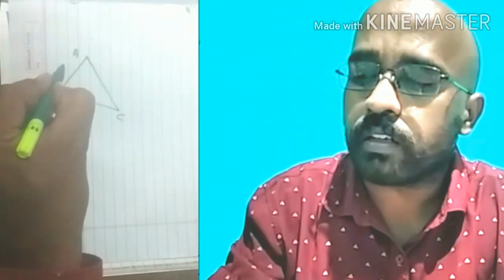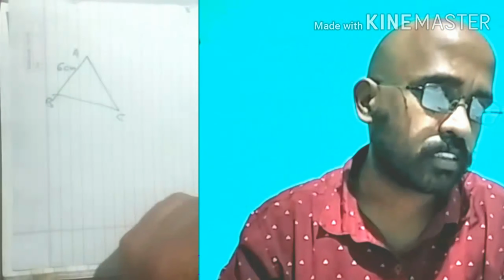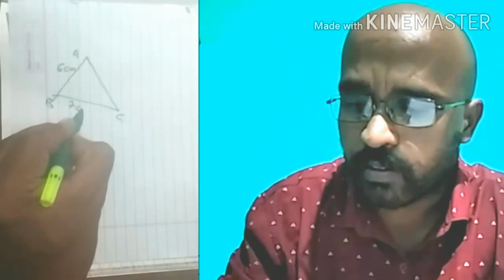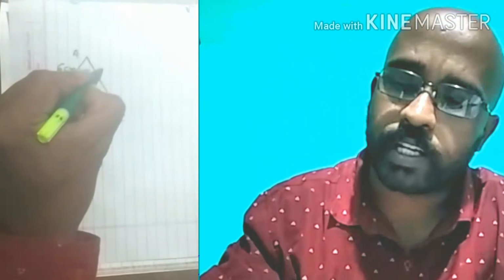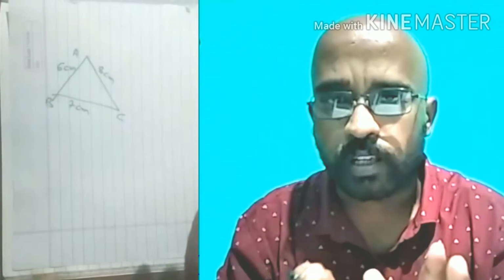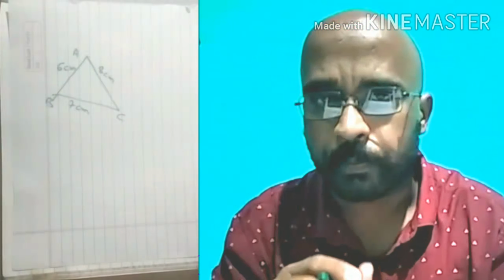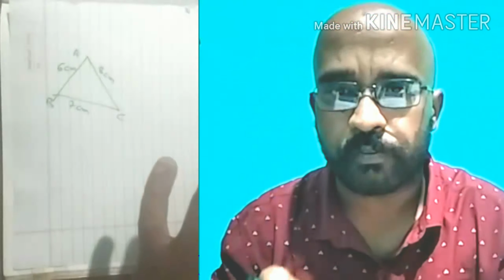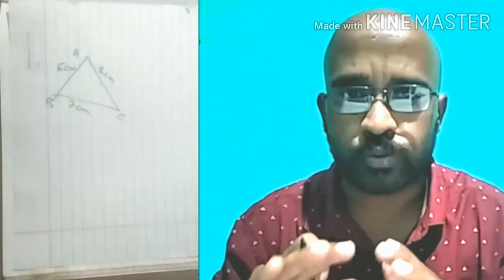So in that rough figure, write down measurements. AB is 6 centimeter. Clear? Next, BC is equal to 7 centimeter. So BC is 7 centimeter, right here, and AC is equal to 8 centimeter, right here. Clear students? So once a rough figure is drawn and measurement is filled in, then we have to construct the actual triangle.